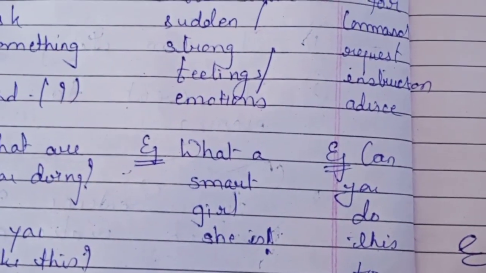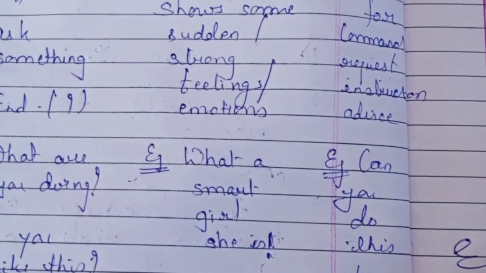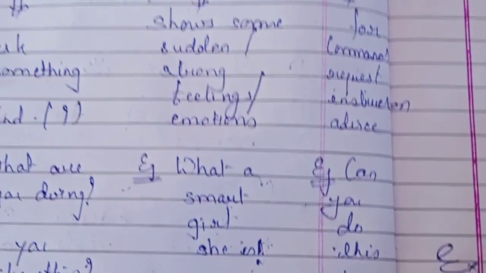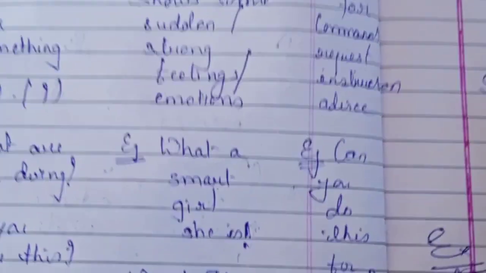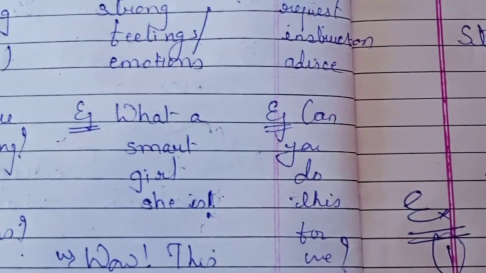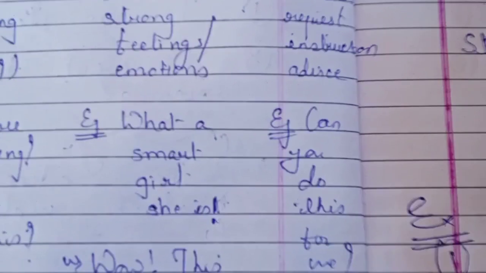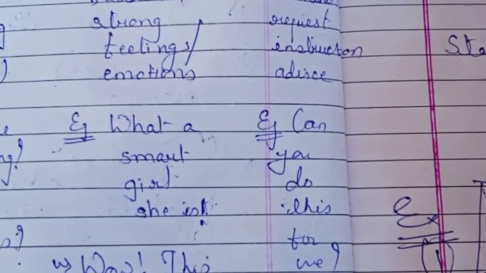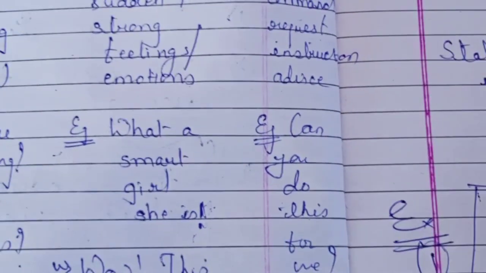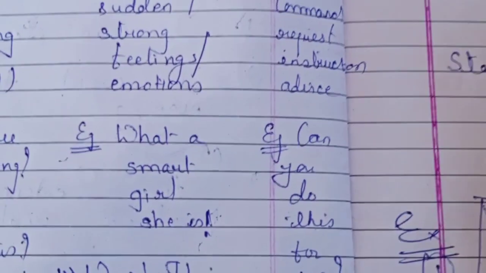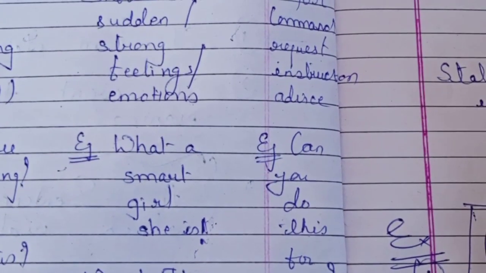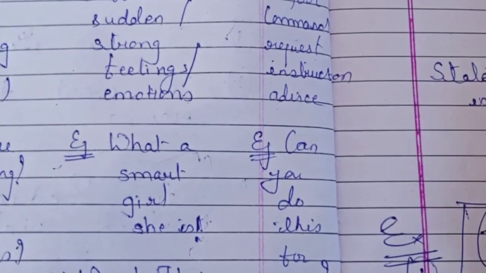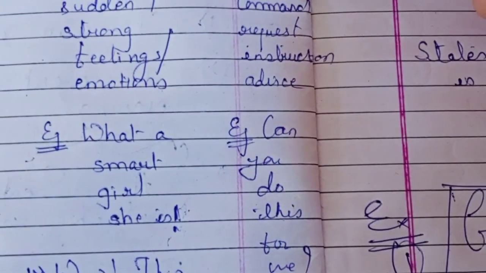If I am saying, please bring me a cup of coffee, it shows a request. So it is included in imperative sentences. If I am saying, you should do your homework regularly, it means I instructed you, I advise you. So this is part of the imperative sentence.